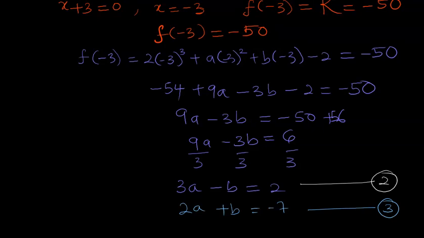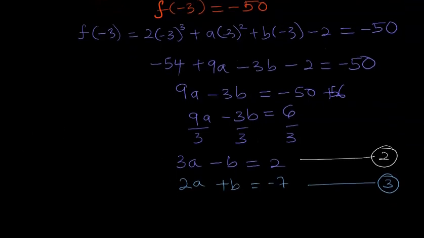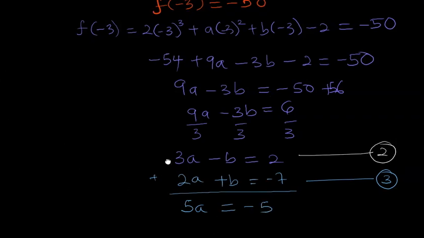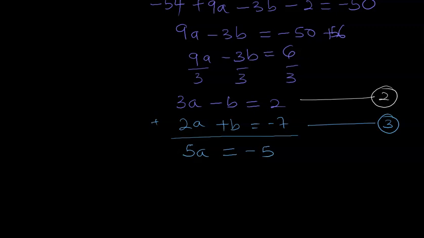So what we do, we can add these two equations together. We have 3a plus 2a, that's 5a. This will give us 0, and a is going to be minus 5. Okay, so a is going to be minus 1. So a is minus 1, we can get b.